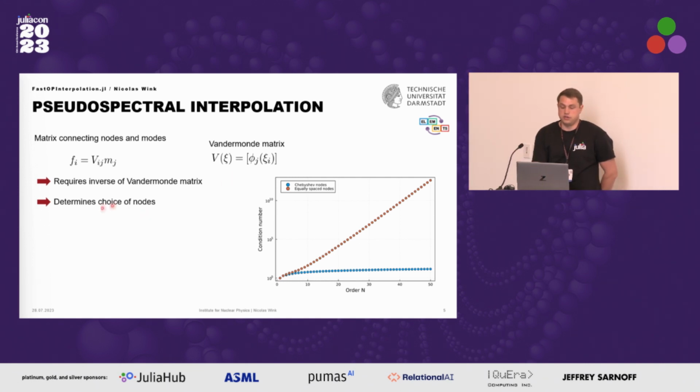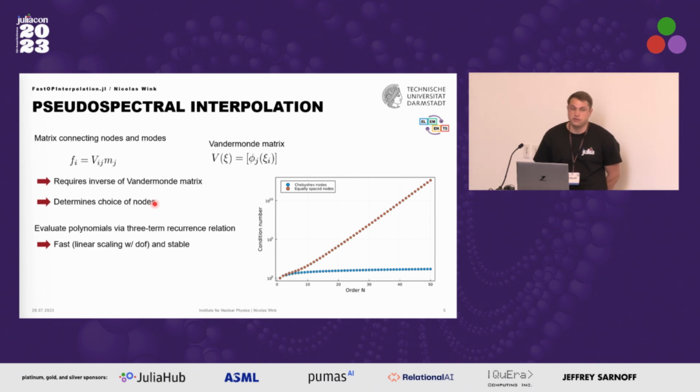And this immediately determines where you actually want to evaluate your function, because if you just pick equally spaced nodes, for example, like equal sampling, the conditioning of this matrix diverges exponentially, so you can never invert this matrix for a reasonable number of points. But if you pick different points, for example, Chebyshev points in one dimension, it only grows logarithmically and you can invert huge matrices easily.